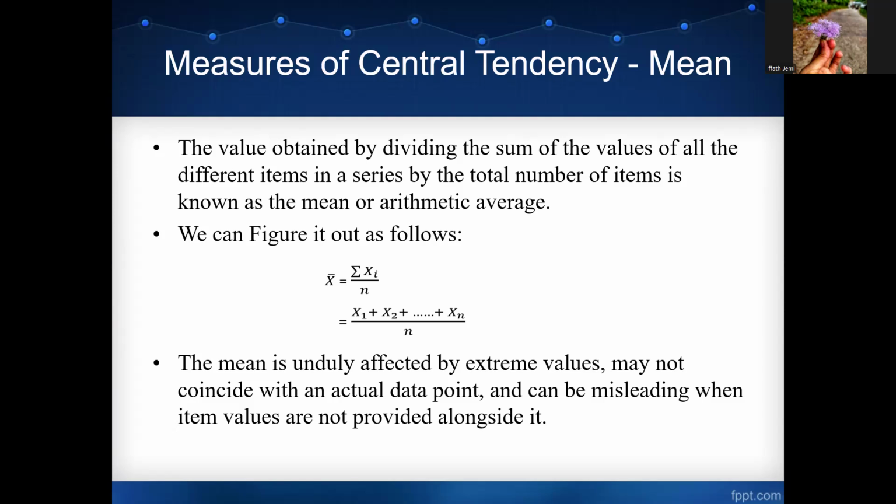Limitations of mean are it's unduly affected by extreme items, may not coincide with the actual value of an item in a series, and can lead to wrong impressions, particularly when the item values are not given with the average.